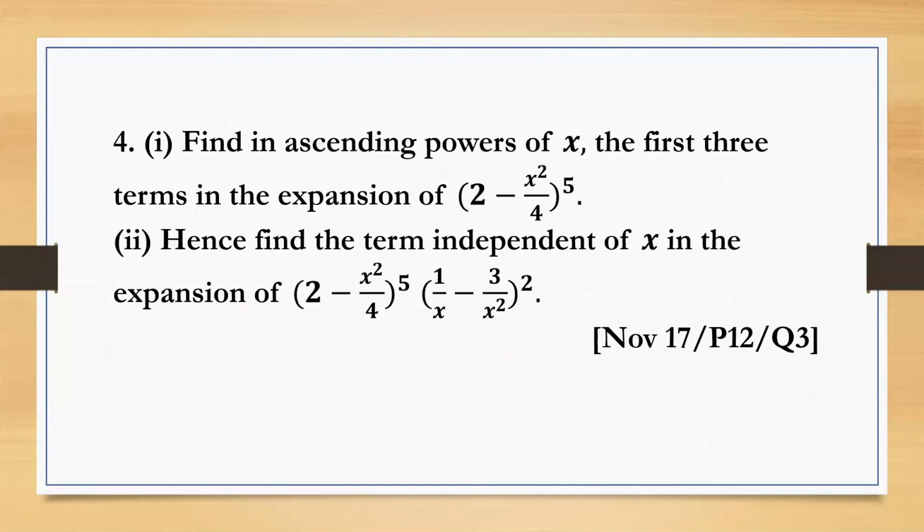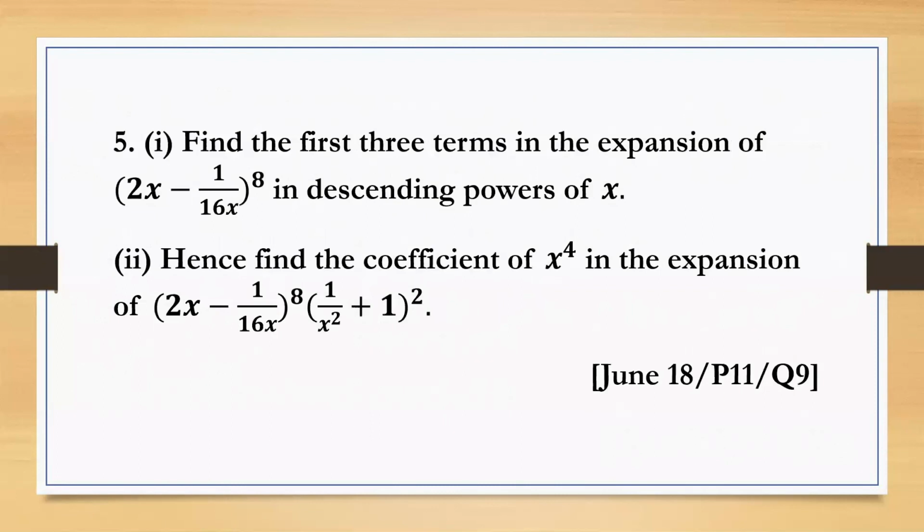Fourth question, first part, quite easy. You need to find the first three terms in the expansion of (2 minus x squared over 4) to the power of 5. And second part, you need to find the term independent of x in the expansion of (2 minus x squared over 4) to the power of 5 into (1 over x minus 3 over x squared) squared. You have question 5, which is a bit similar to question 4, except that here you have to find the coefficient of x power 4.